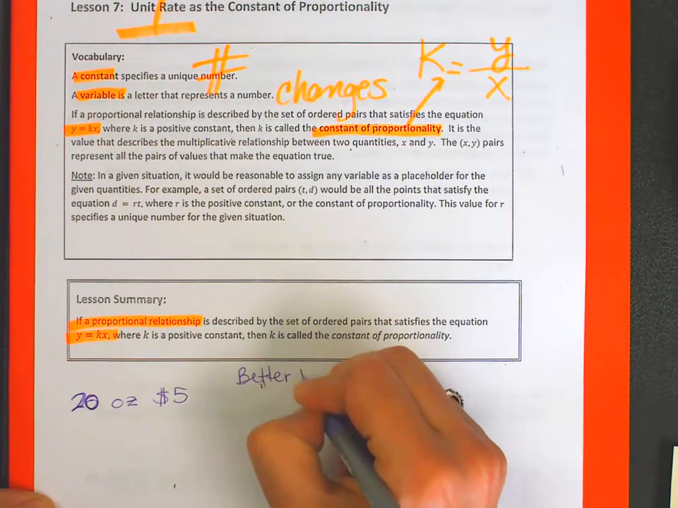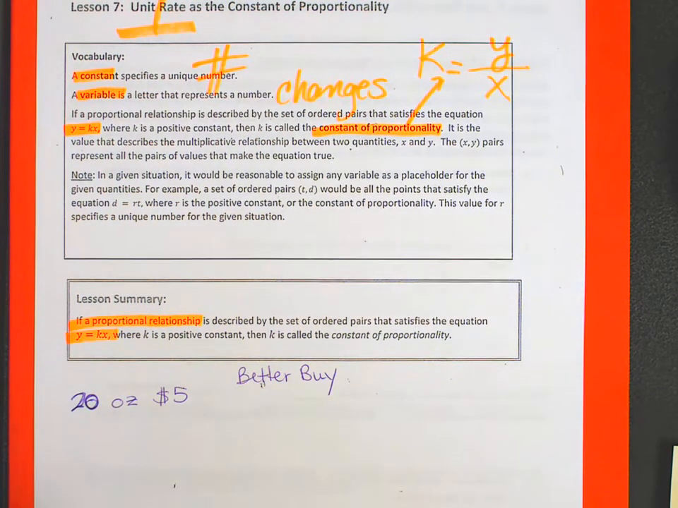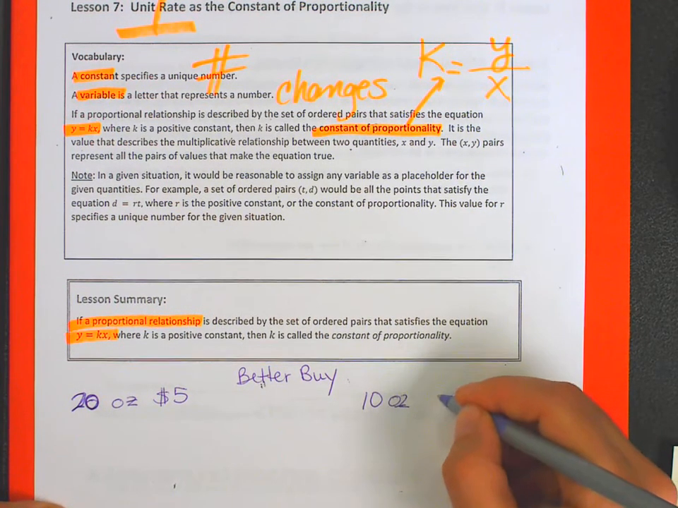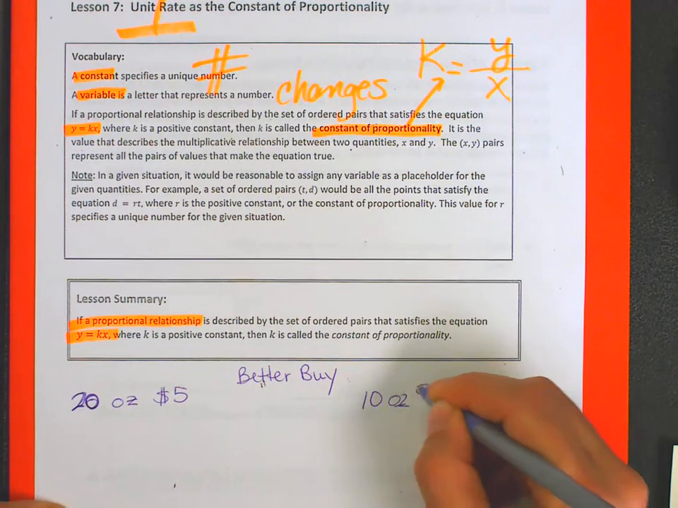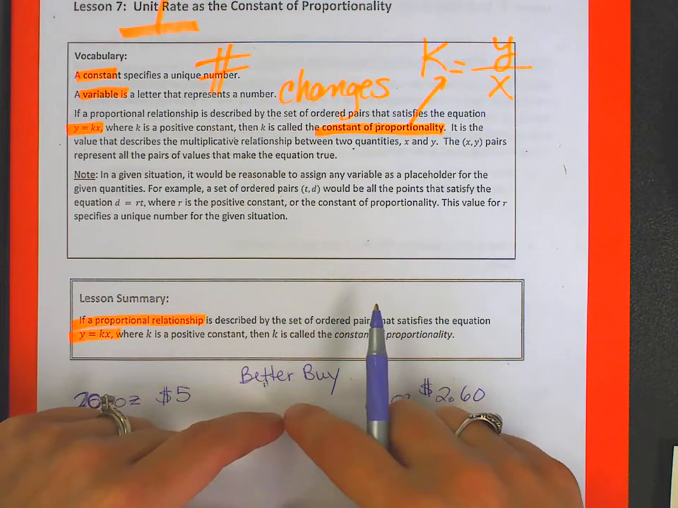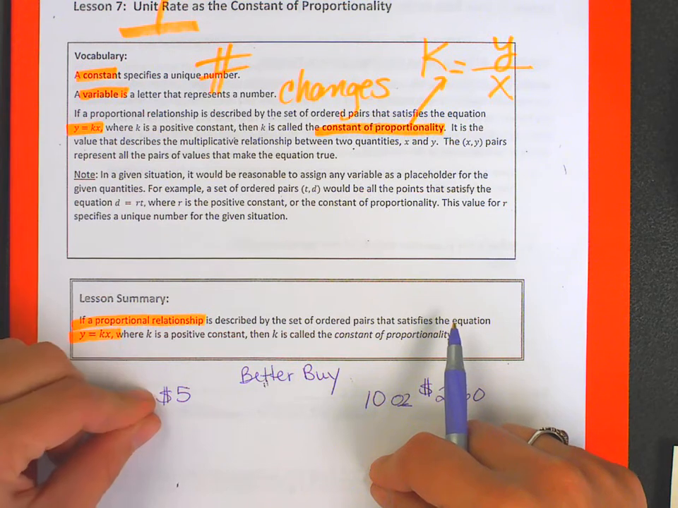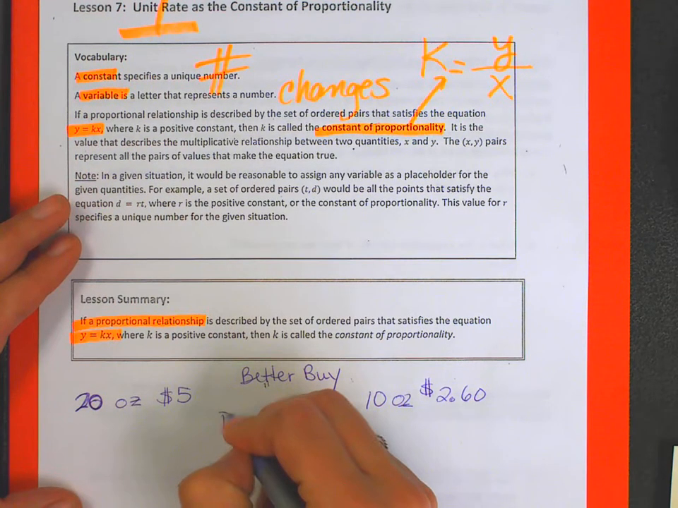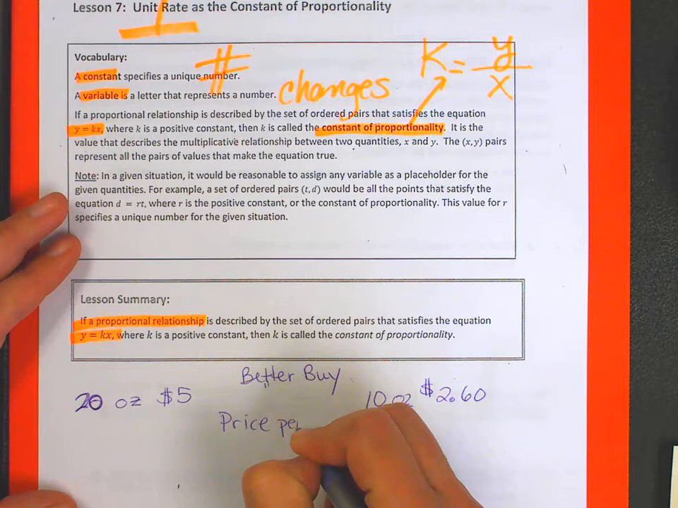I want to figure out what would be a better buy. If I got 20 ounces for $5, or if I got 10 ounces for $2.60. And this happens all the time in the store. They're like, oh, look, this bottle's bigger. You don't know if it's better or not until you find the unit rate. I want you to do this the next time you go to the grocery store. Look at those little stickers that are on the shelves that say the price. Underneath it in small print, it should tell you the unit rate. But that doesn't mean we can't do it ourselves. So let's figure out the unit rate in the price per ounce.